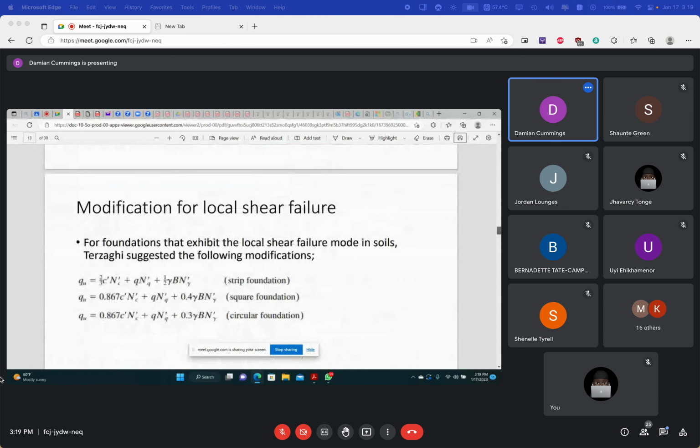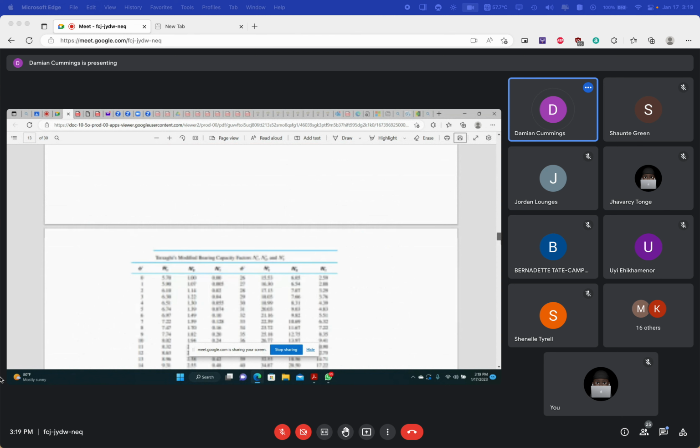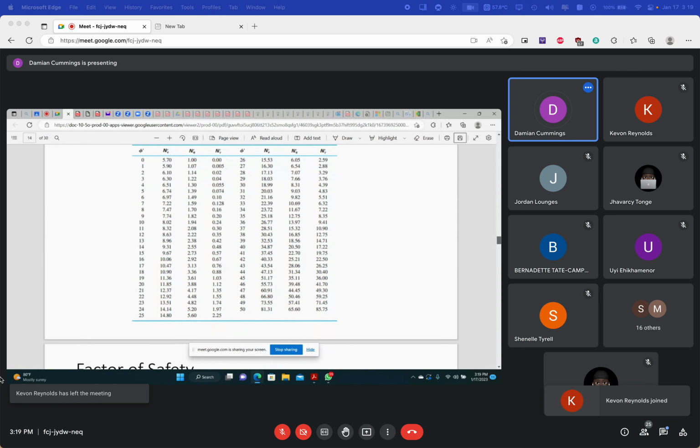Where am I? All right, so we don't need to go through these one by one. This is just a modification of the base bearing capacity equation, based on designing in a soil that will most likely experience local shear failure if failure should occur. All right. So these are the bearing capacity factors.